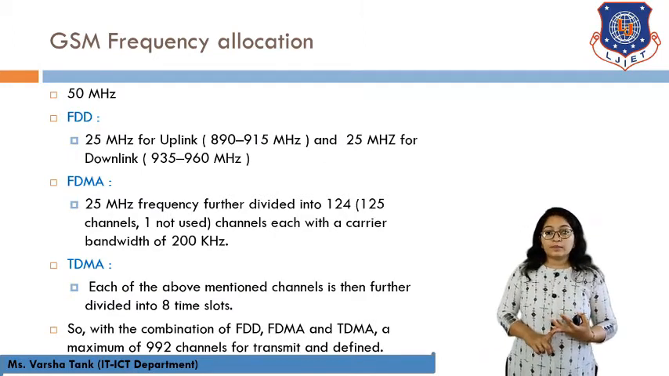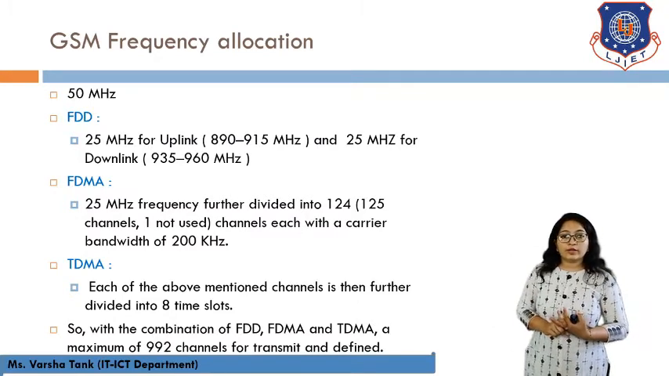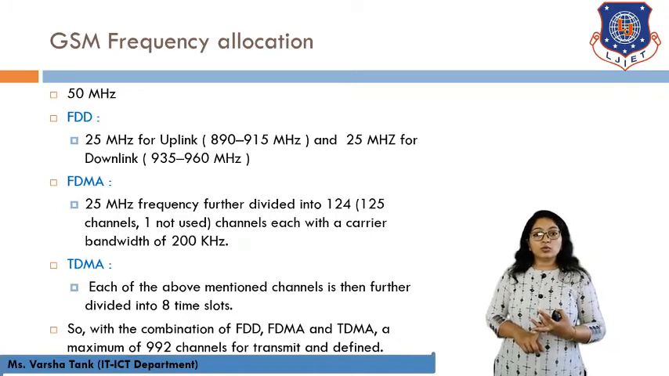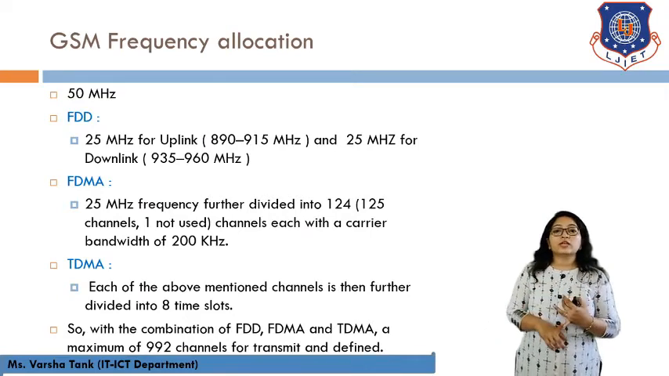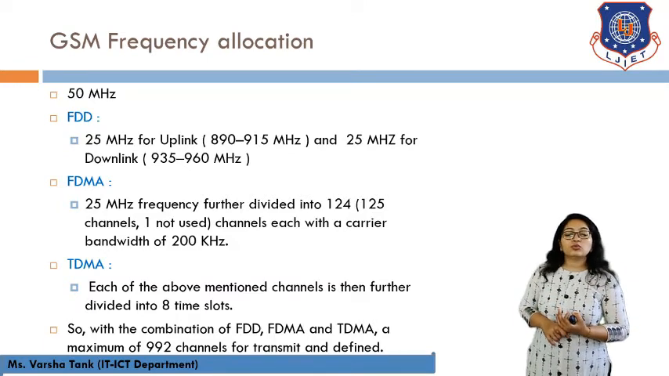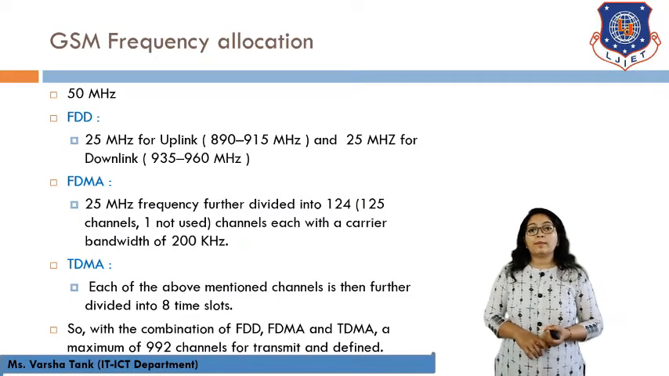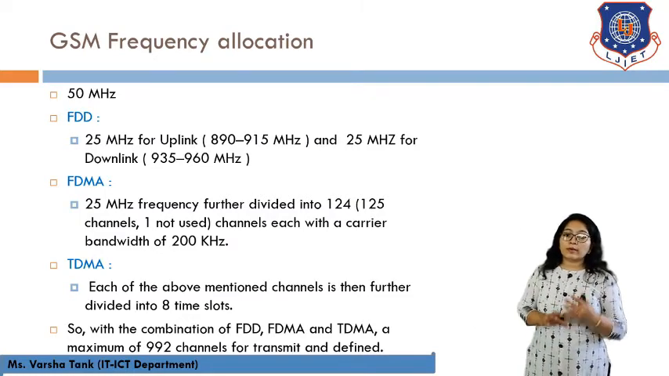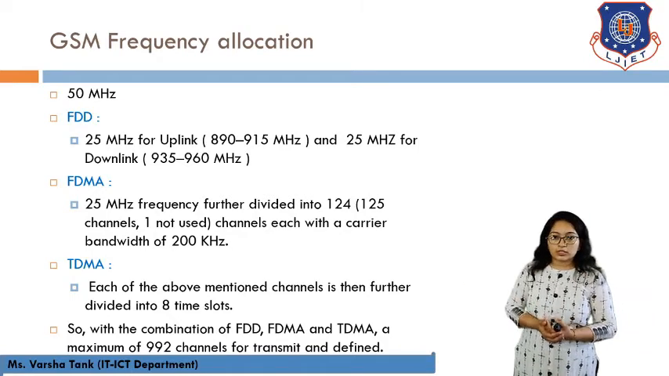Now FDMA. The 25 megahertz frequency is further divided into 124 channels, one not used. So that's why these 124 channels are used. Now using FDMA, each channel is divided into 200 kilohertz bandwidth. Now using TDMA, what will happen? Using TDMA, each of the above mentioned channels is then further divided into 8 time slots.